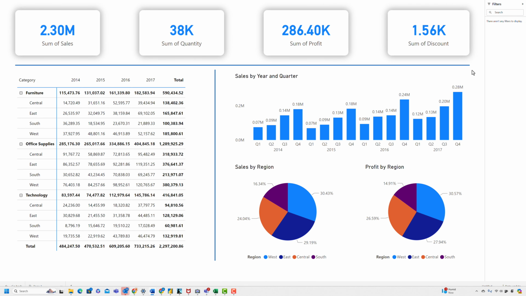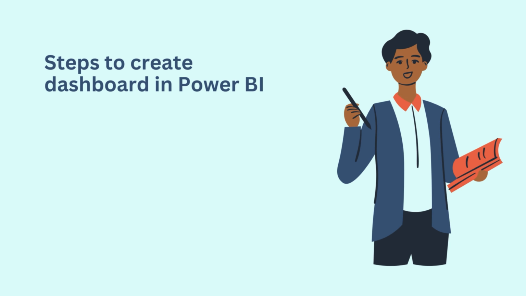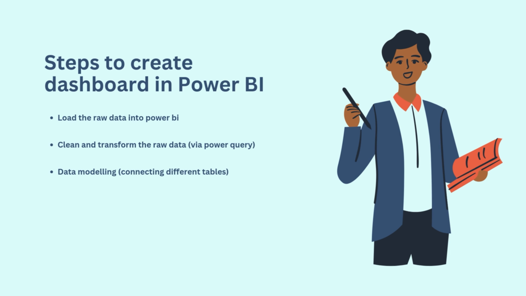So let's dive in. To create a dashboard in Power BI, there are broadly 4 steps. First, we need to load our raw data into Power BI. Then we need to clean and transform this raw data. Next, we need to model the data appropriately so it's ready for visualization. And lastly, we need to set up the visuals which we want to see in our dashboard. Let's start with step 1, which is loading the data.